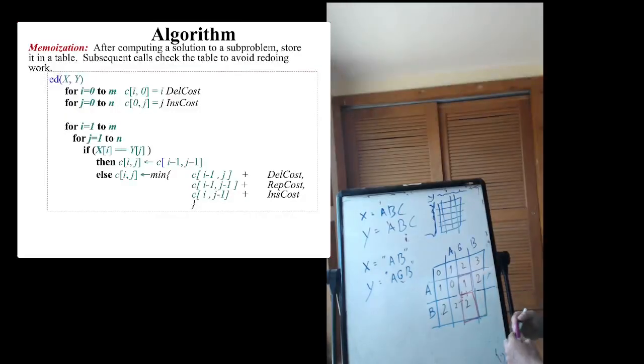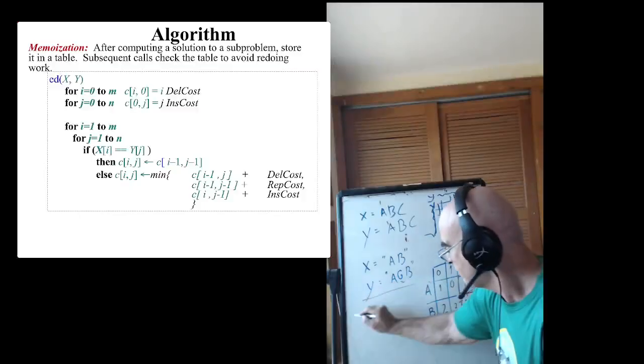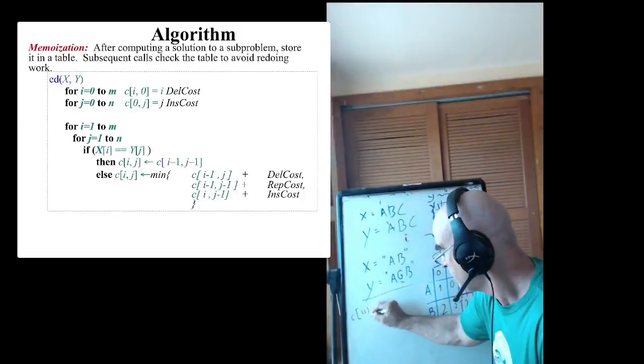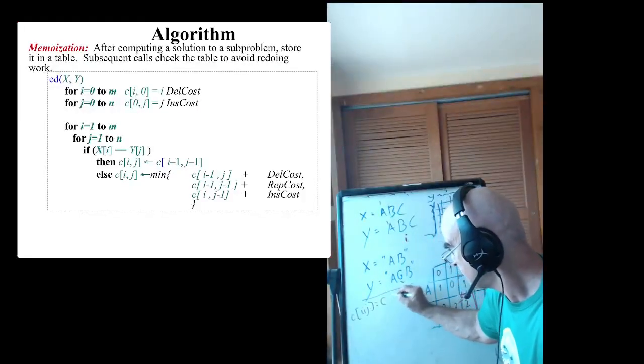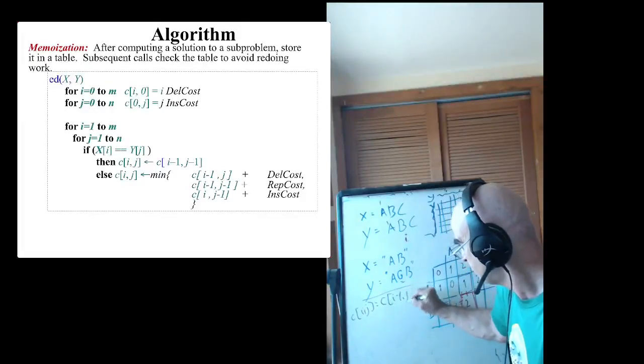What happened when I get to the last cell? I'm asking, does the B match the B over here? Yes, I do. The B matches the B over here. So in this case, Cij, since they match, you'll use a rule that Cij is just Ci minus 1, j minus 1.